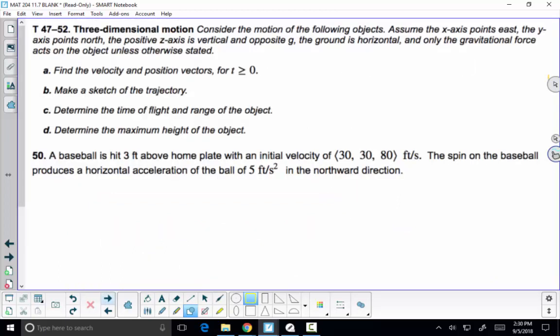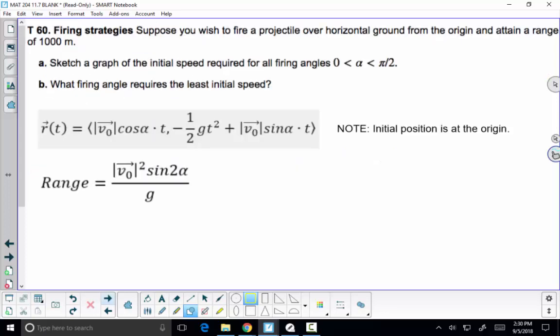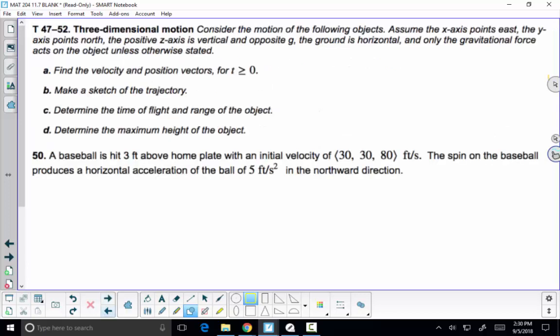Okay, one more of these. Let me just think about this one versus this one. I want to do both of them. Let's just look at this one. Consider the motion of the following objects. Assume the x-axis points east, the y-axis points north, and the positive z-axis is vertical and opposite of gravity. Ground is horizontal, and the only force on the object is gravity, unless otherwise stated. Okay.